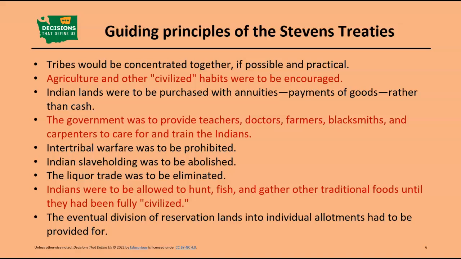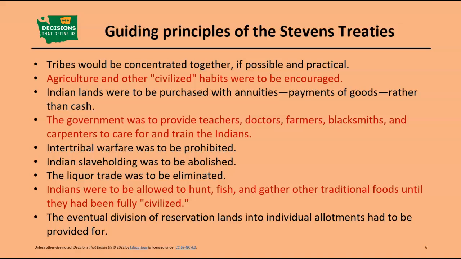The government is expected to provide teachers, doctors, farmers, blacksmiths, and carpenters to care for and train Native Americans. So again, back to that idea of civilized habits being encouraged in agriculture. They're going to provide some ways to do that with the blacksmiths and the carpenters and so forth, right? They want to cut down on the warfare between groups. So the intertribal warfare is prohibited. It's a fancy way of saying they're not allowed to fight each other anymore. Okay. Slaveholding is to be abolished. Abolished means gotten rid of or forbidden. Okay. Liquor trade was to be eliminated.